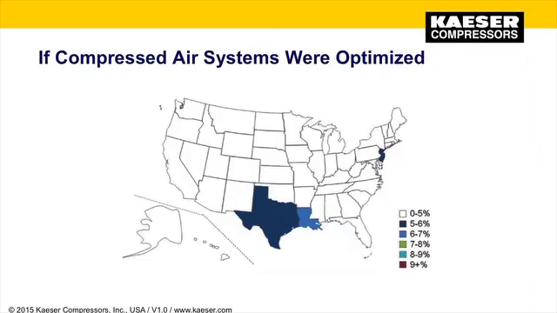Now let's look at our map again. If compressed air systems were optimized using existing techniques and technology, the overall proportion of electricity consumed by compressed air systems would drop dramatically. Not only would tens of thousands of companies improve profitability, but the industrial carbon footprint would be greatly reduced.